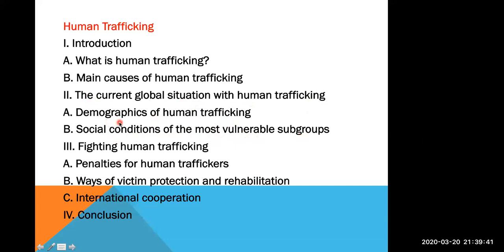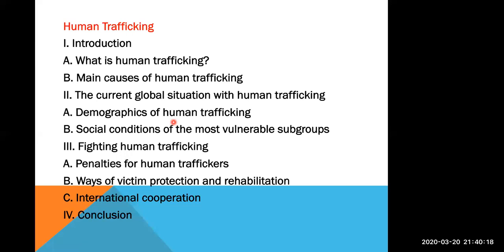So the researcher tries to tell us something about this global phenomenon, how the world bodies try to figure out what human trafficking means to them by, for example, making wide surveys of demographics of human trafficking, and also studying the social conditions of this. So the researcher here in this case goes global, right, to talk about this issue.